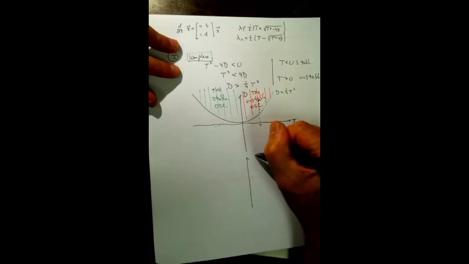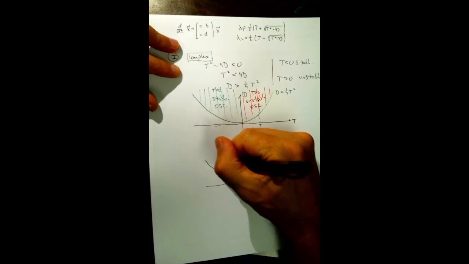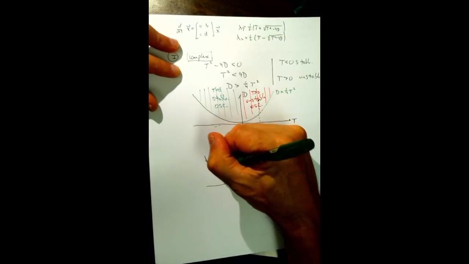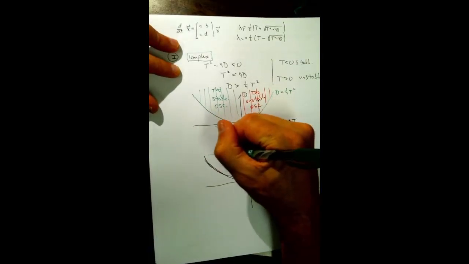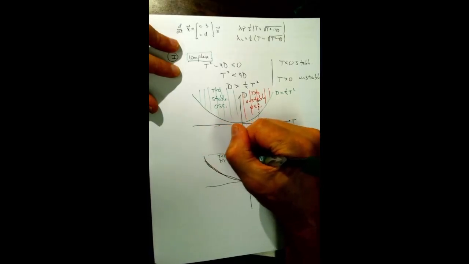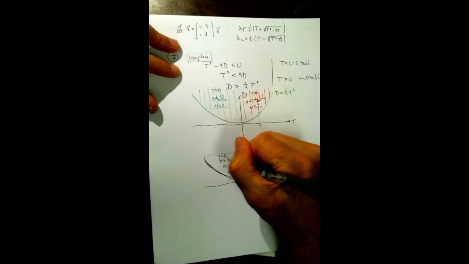Let me redraw that just to make this more clear. So what did we just say? We said that if I draw D equals 1/4 T squared in this plane, in this region here, T is less than 0, D is greater than 1/4 T squared, it's going to oscillate and be stable.